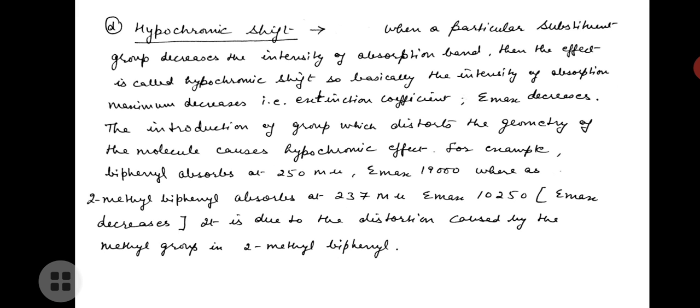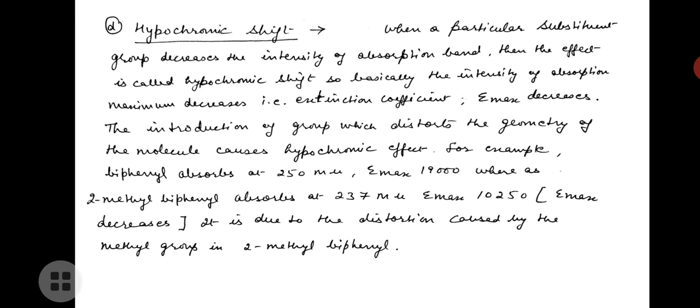Now the fourth type of shift is hypochromic shift. When a particular substituent group decreases the intensity of absorption band, then the effect is called hypochromic shift. So basically, the intensity of absorption maximum decreases. That is, Emax decreases. The introduction of group which distorts the geometry of the molecule causes hypochromic effect.